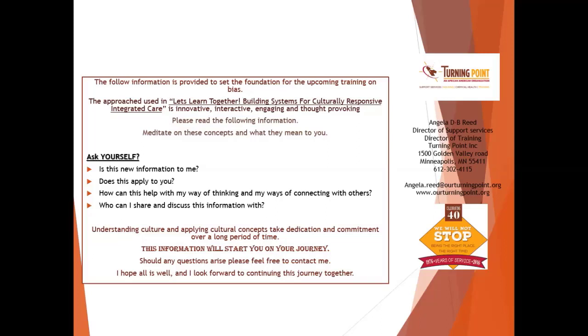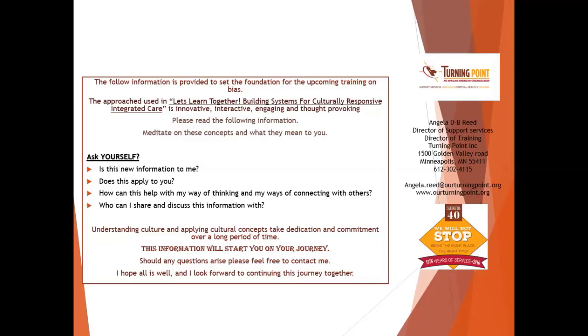Today I'm going to be talking a little bit about institutional bias and just the power of institutions in general. So we're going to go through some information through these slides. So for the first slide, what I really want you to do is, as we go through this, just really think about how this information applies to you. Is it new information? How it can help you in the ways you're thinking, and also the ways that you connect with others. Institutions are our way of really creating policies and procedures that have their own identity.